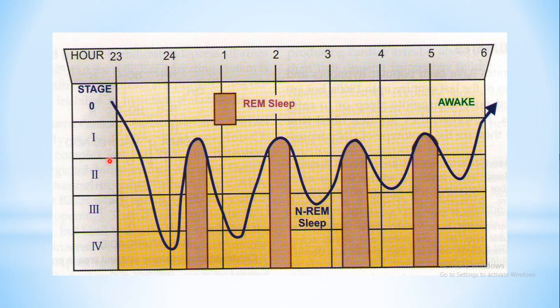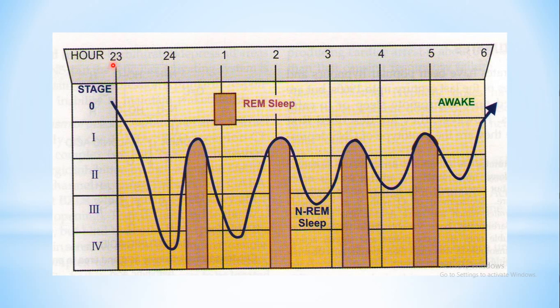If you consider this particular vertical column, it shows the various stages. The first one is stage 0, then stage 1, stage 2, stage 3 and stage 4. These stages collectively are given a term known as NREM sleep or non-REM sleep, all these stages together. And there is one more type of sleep known as the REM sleep, which is indicated by this color. If you can see over here, it is interspersed in between.